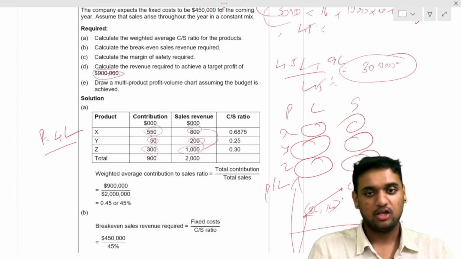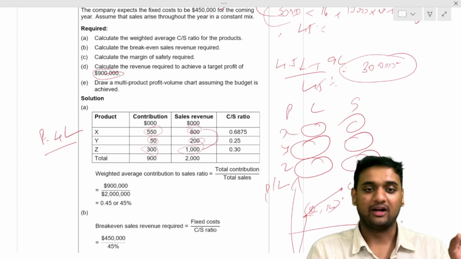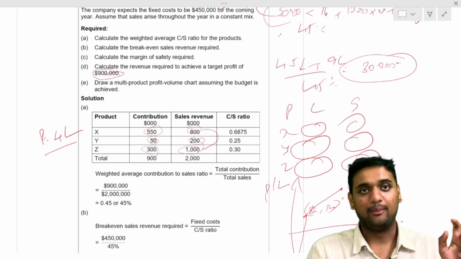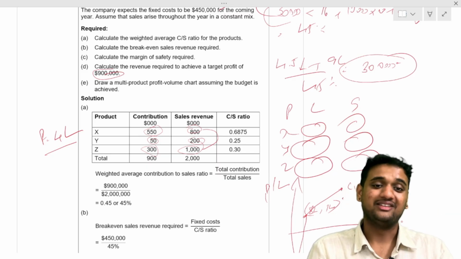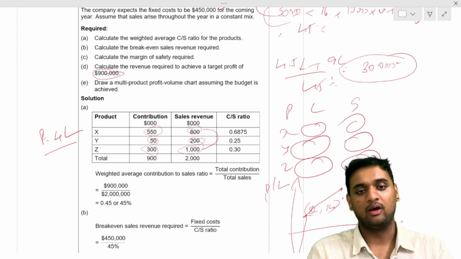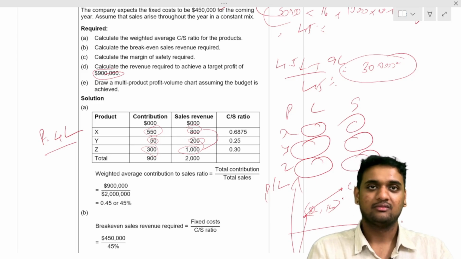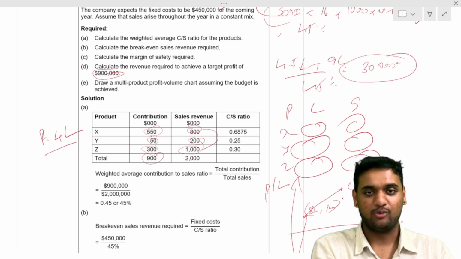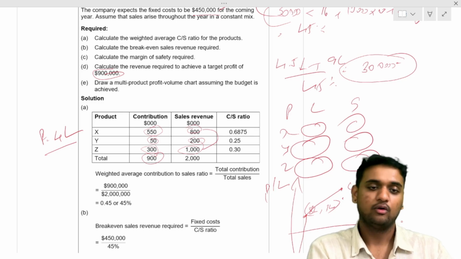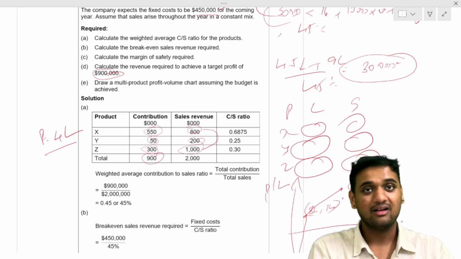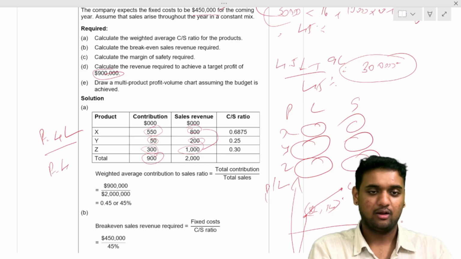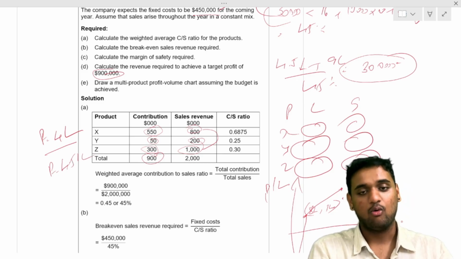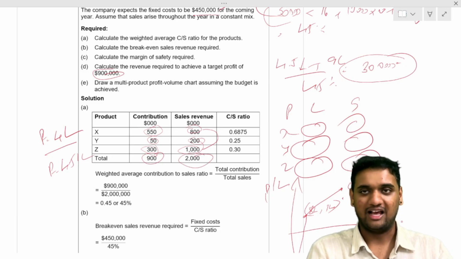Now which product has the next highest CS ratio? Y. Y is last. Now we will assume we are selling product X, product Y and product Z together. We sell all three products together. What will be our profit? 9 lakhs is the total contribution. 9 lakhs minus fixed cost 4 lakh 50,000. 4.5 lakhs will be our profit. What will be our sales? 20 lakhs, given to us directly. 20 lakhs will be our sales.